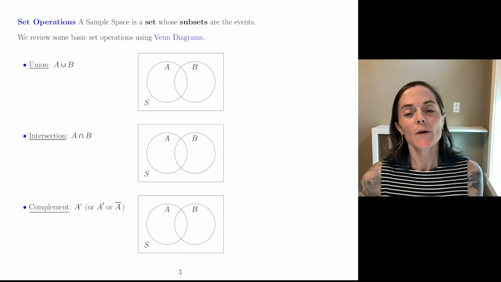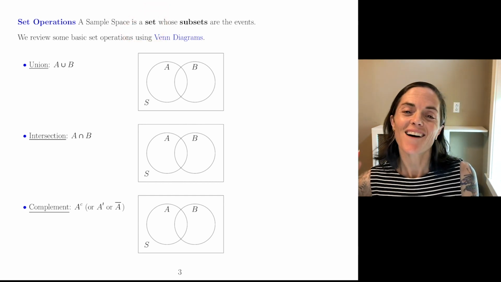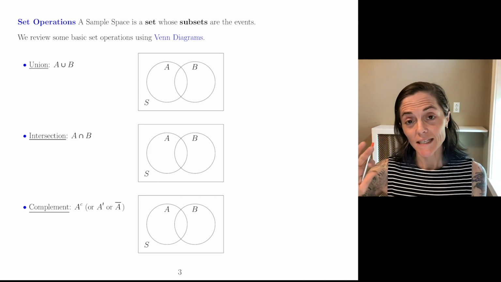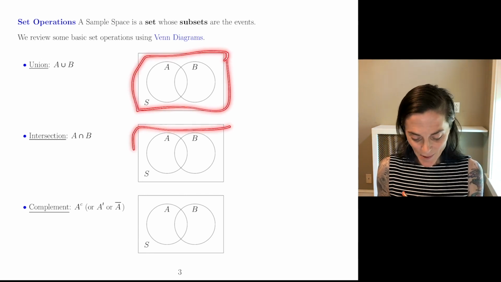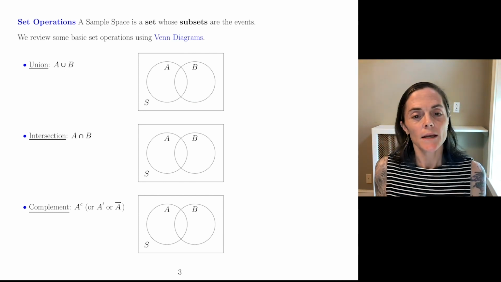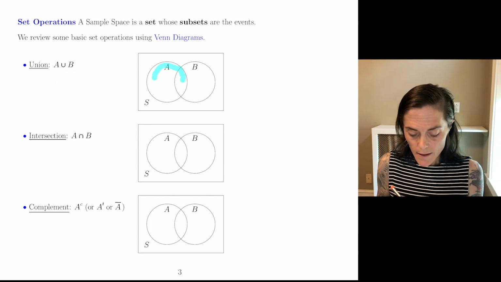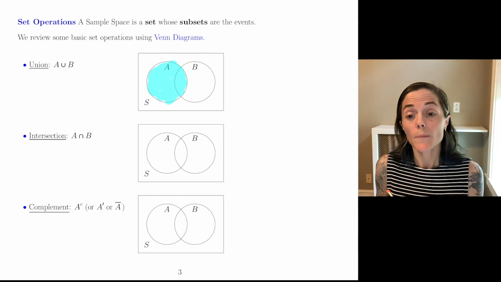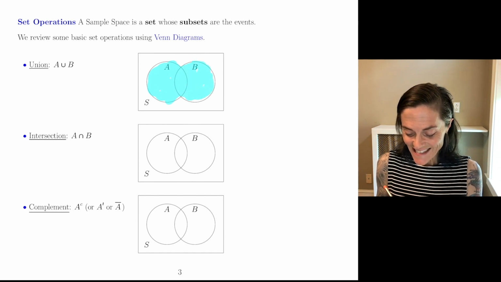Now, the language we have seen, a sample space is a set whose subsets are the events. So just to review some basic set operations, I'm going to shade some Venn diagrams. Here I have my sample space S, and then I have these two events A and B. What's the union? And this is the symbol here. The union is everything in A together with everything in B. So far I have all elements of A, and I add to this all elements of B right here. This is my union.